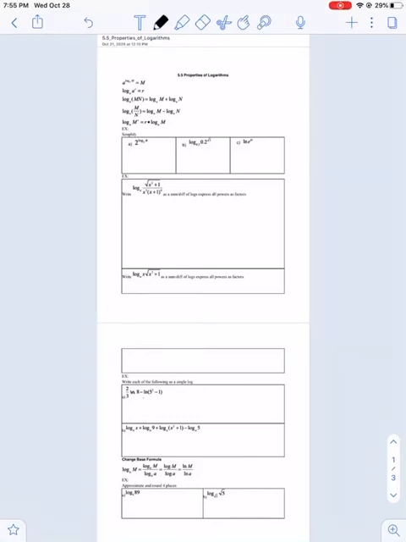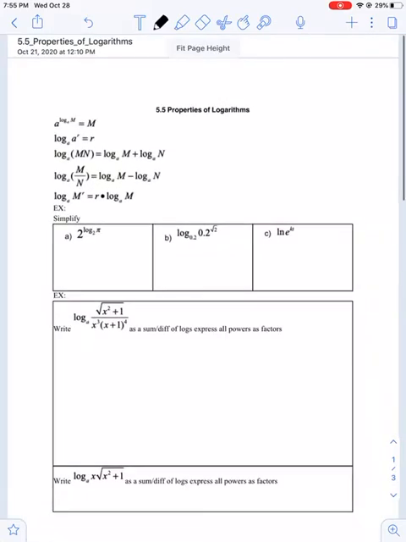Hey everyone, so today we're going to be working with the properties of logs. Up here I just have all the different properties that we can be looking at. The first one is a to the log base a of m just equals m. And if we look at our first example, we have that same formatting.